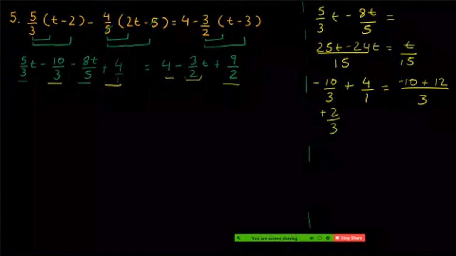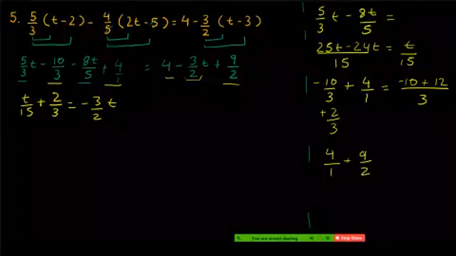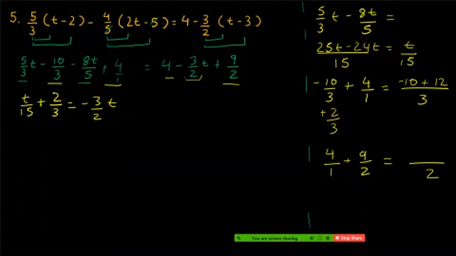Okay, so now we have t upon 15 plus 2 upon 3 is equal to minus 3 upon 2t, and then 4 upon 1 plus 9 upon 2. Let me just solve that real quick. It will stay the same. The lowest common denominator will be 2, and 4 times 2 is 8 plus 9, which becomes 17 upon 2. So plus 17 upon 2.